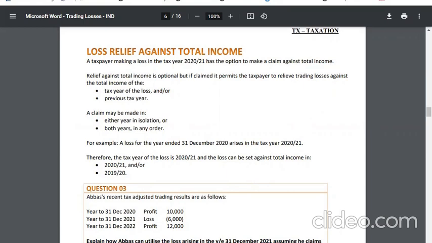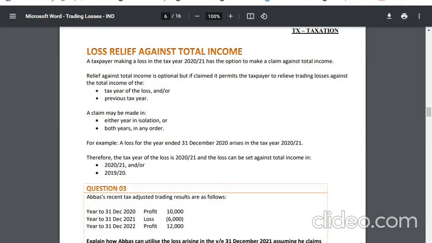Past recent tax adjusted trading results are as follows. Year to 31st December 2020, profit 10,000. Year to 31st December 2021, loss 6,000. Year to 31st December 2022, profit 12,000. Explain how Abbas can utilize the loss arising in the year ended 31st December 2021, assuming he claims to offset it against his total income.